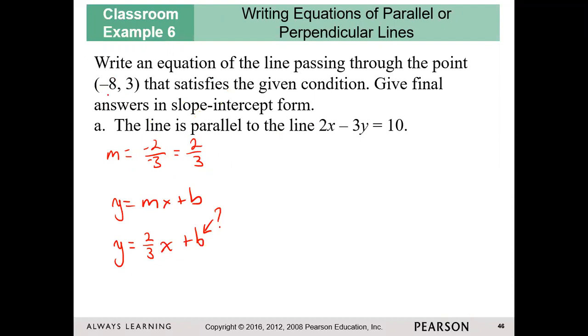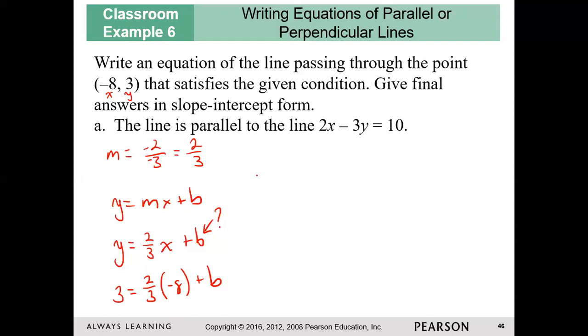So I'm going to use this point here that they gave us because it's got to pass through this point, which has an x and a y. And conveniently enough, in this form, there's an x here and a y here. So we can just substitute these values into our equation here. So this is going to be 3 in for y, 2/3 times -8 plus b. And what we've done by substituting our x and y is we've created an equation with one unknown that we can use the techniques that we learned in chapter 1 to solve for b here.